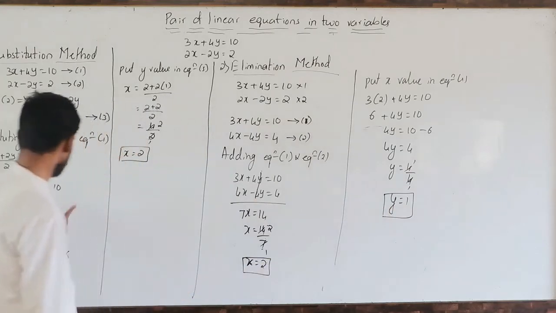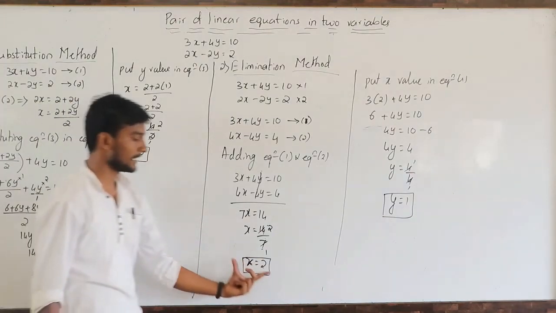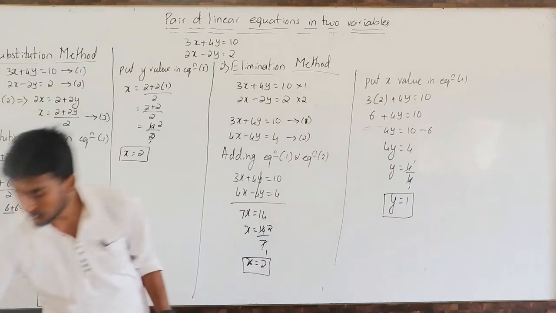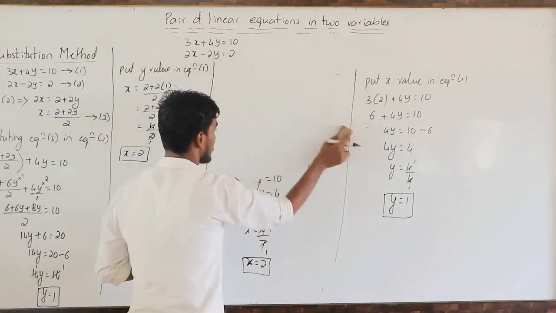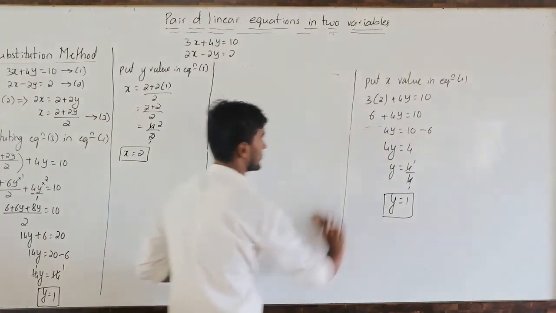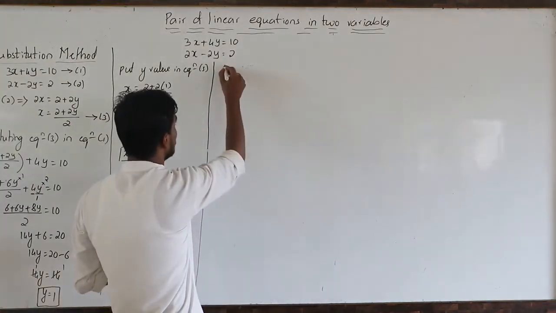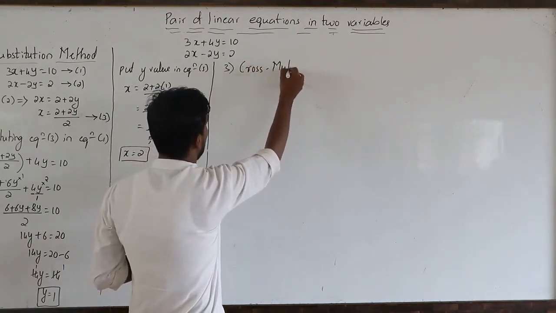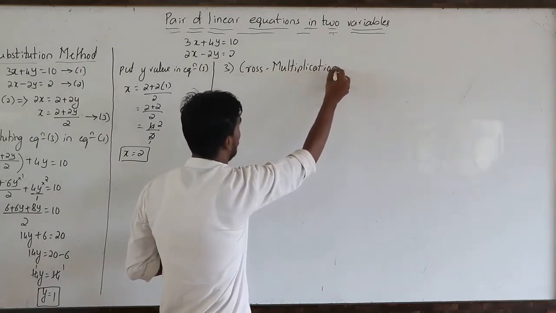See here, in the first substitution method also, x value you have got 2, y value you have got 1. In the second method also, x value is 2, y value is 1. And we go for the third method. Whether we are getting the same or not by the cross multiplication method, you have to check it. The third method is the cross multiplication method.